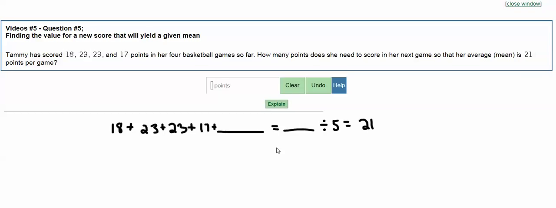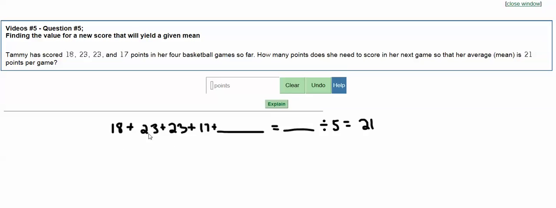The name of this topic is finding the value for a new score that will yield a given mean. Here's the question. Tammy has scored 18, 23, 23, and 17 points in her 4 basketball games so far. How many points does she need to score in her next game so that her average or mean is 21 points per game?